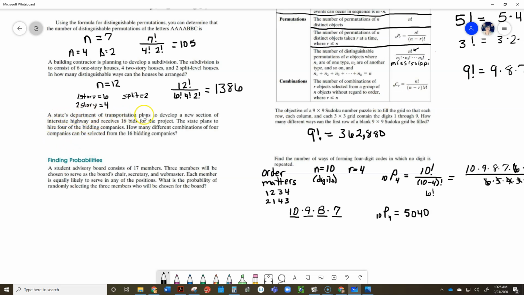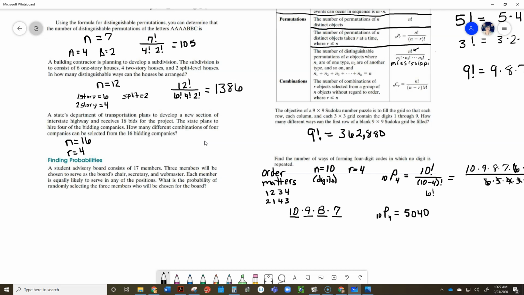So the state's Department of Transportation plans to develop a new section of interstate highway and receives 16 bids for the project. The state plans on hiring 4 of those bidding companies. So the fact that I'm choosing 4 out of the 16, okay, that's really easy. We still ask, how many things do we have to pick from? We have 16. How many of them are we choosing? We're choosing 4. That's going to be the same whether it's a permutation or combination.